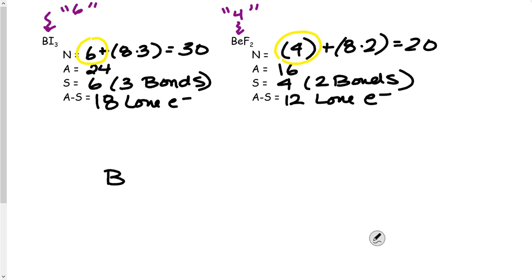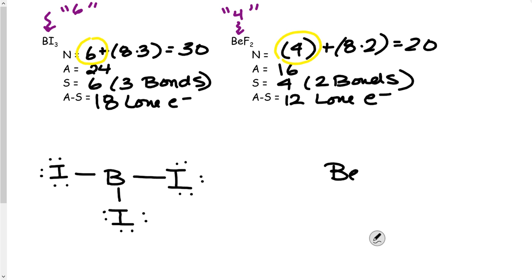Boron, central atom, 3 iodines. Iodines do happen to be halogens. And we have 3 bonds. 1, 2, 3, 18 lone electrons. Each iodine needs 6, which takes care of all 18. And as we go to beryllium, again, make sure you've corrected your multiplier number if you happen to have used an 8 instead of a 4.